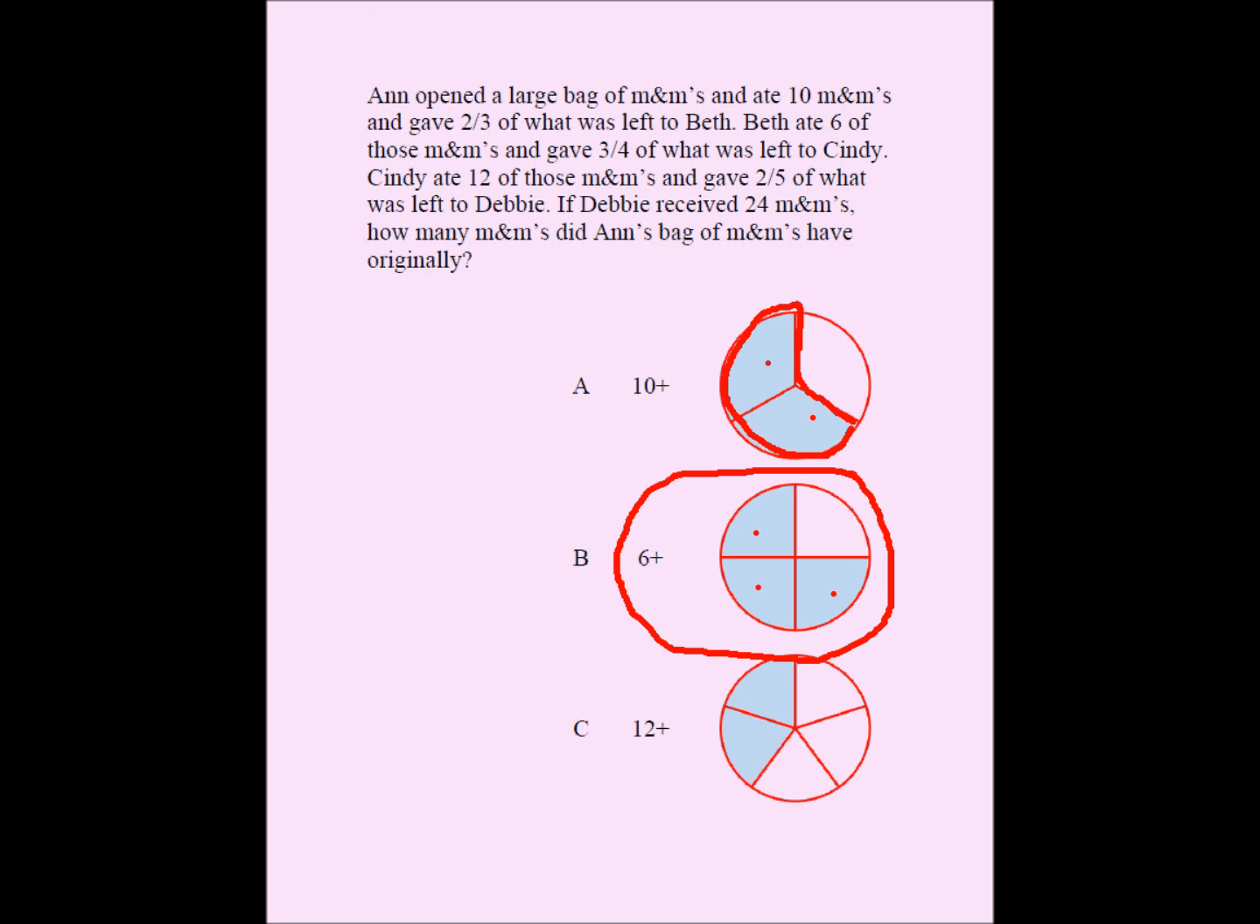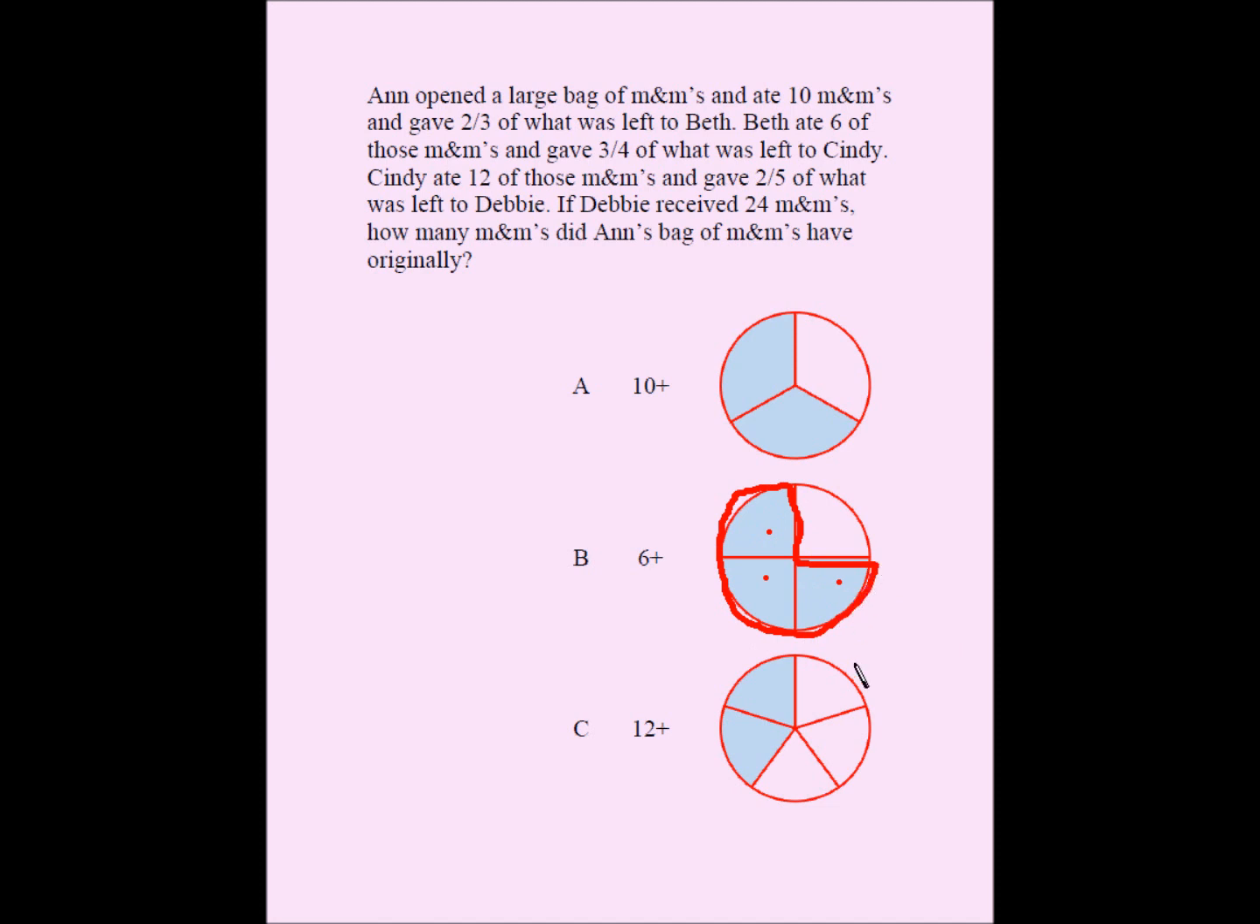Okay, so let's erase everything and make sure we understand this. So what happened? Well, Beth took 3/4 of what was left over and gave it to Cindy. So this is equivalent to this. This is what Beth gave to Cindy. This is what Cindy got. What did Cindy do with her M&Ms?